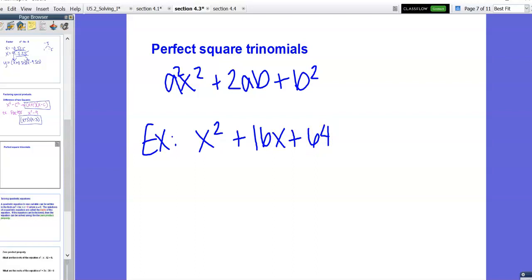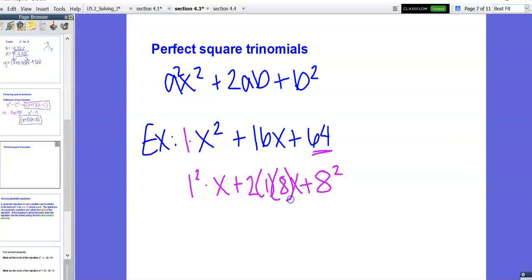So again, even though we can't see the a value, you can multiply anything by 1. So if I were to rewrite it so that you can actually see the squares, you could think about it as 1 squared times x squared. I'm going to skip over the 16x for just a minute because I want to look at the 64. The square root of 64 is 8. So you could rewrite that as 8 squared. And then plus 2 times a times b x. And I forgot the x up there. There's always an x term with the middle term.